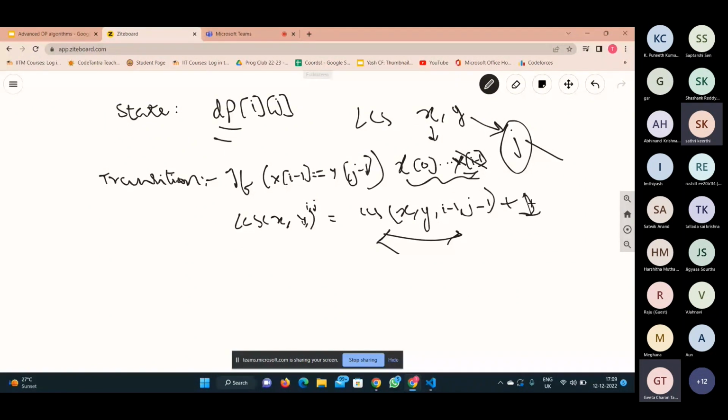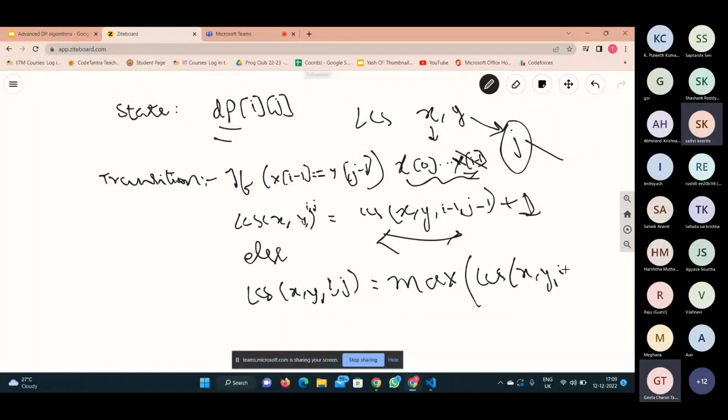Else, if they are not equal, the LCS of x, y, i, j will be the maximum of LCS of x, y, i minus 1, j, and LCS of x, y, i, j minus 1.